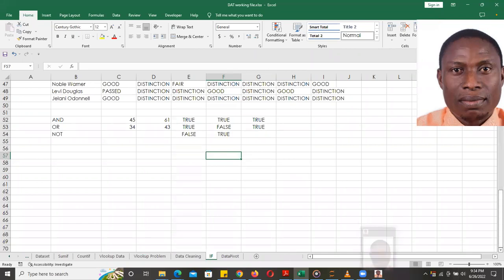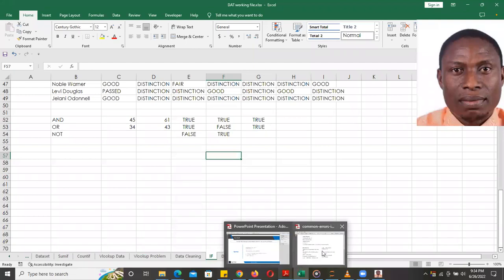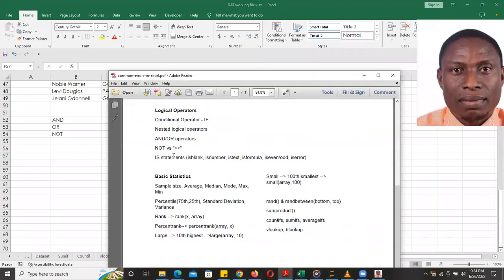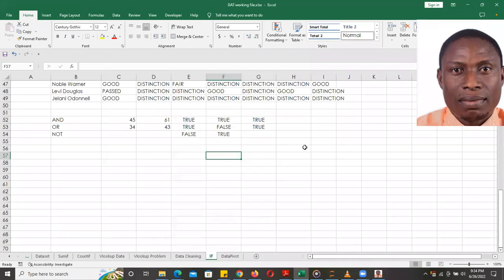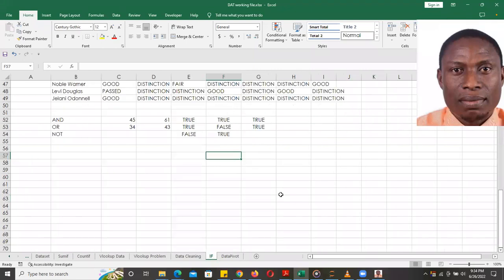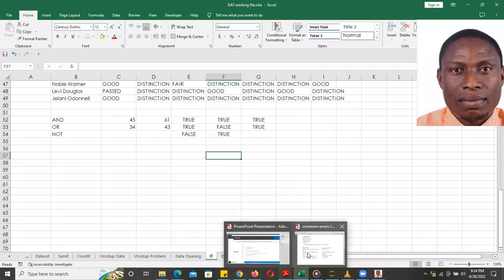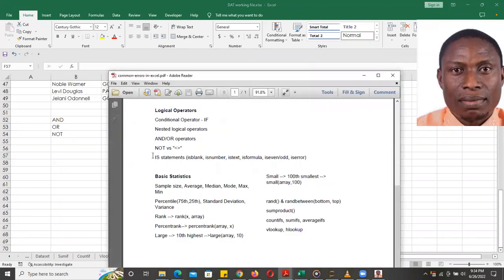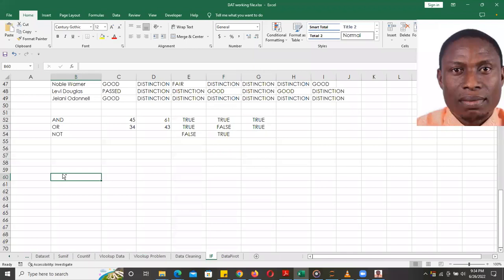So let me check another function. Sorry, on your sheet, I'm seeing data cleaning. Yes, we talked about it. We are not there yet. So the next one is statements. Let me just write it out. Let me copy it out and drop it here.